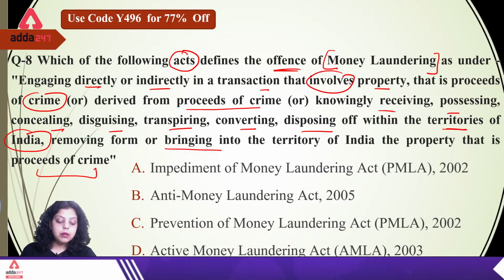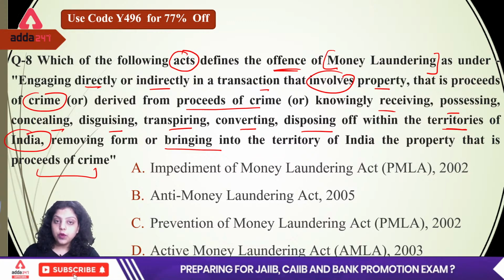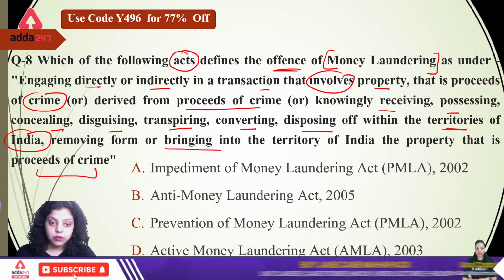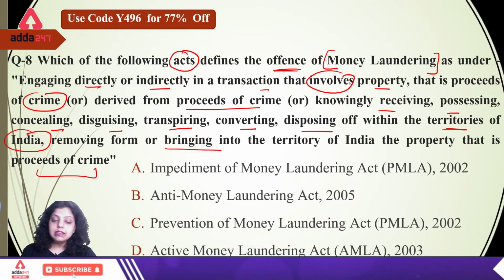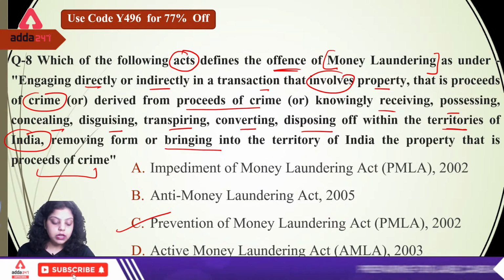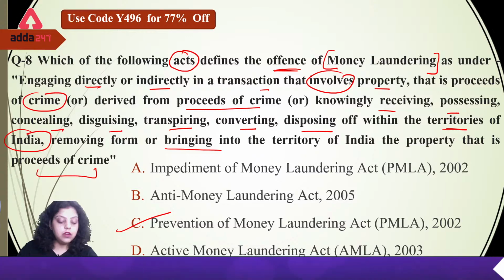So when we are talking about that, imprisonment of 3 to 7 years will be given if you are found guilty of money laundering, and you also have to pay a fine of up to rupees 5 lakh. So these activities were defined under the Prevention of Money Laundering Act 2002. So the right answer for the 8th question will be C. Okay, that is the Prevention of Money Laundering Act 2002.